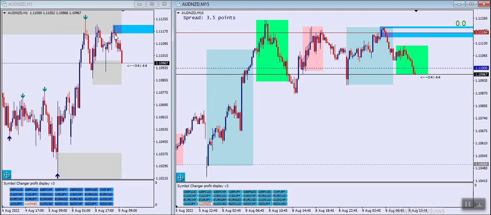AUD NZD. Look at this pin bar. This is an order block. It's a bearish pin bar. It's a bullish candle, and it was the last bullish candle before price started dropping. And this order block is found on a supply zone or a resistance, right? So when this candle closed, the next candle that formed was a bearish candle, and that candle dropped, creating inequality.